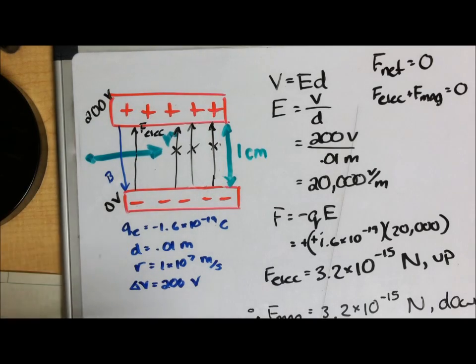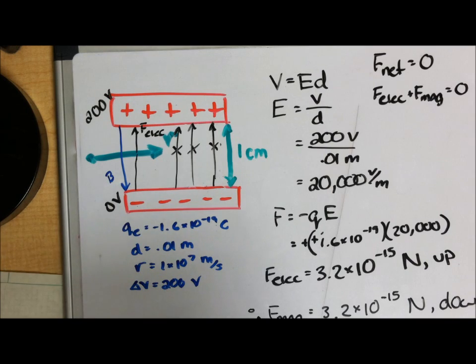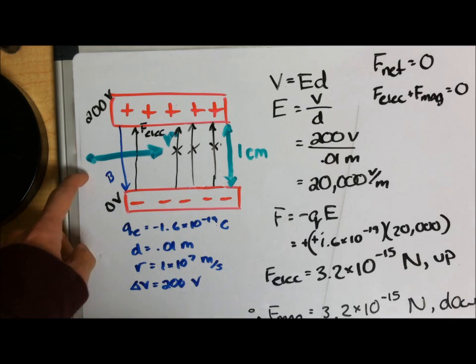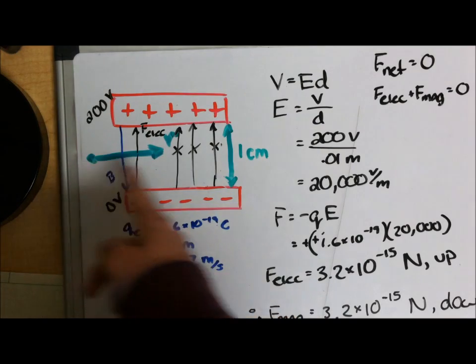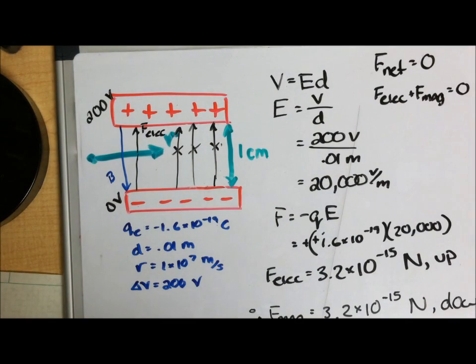Hey guys, we've got chapter 33, number 58 here. We're talking about two parallel plates. We've got an electron moving through these parallel plates with some velocity, and the question is asking what forces are going to be on it so that it can make it through without being deflected in any direction.